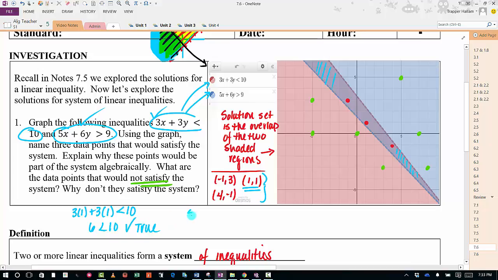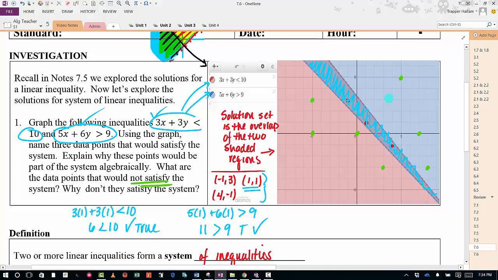Let's check the other one. So 5 times 1 plus 6 times 1 is greater than 9. So 5 and 6 make 11. 11 is greater than 9. So that's also true. So check. That shows that it's a solution for both inequalities, which means it's part of the solution set. The only place you're going to find points that are true for both is in that overlap section. That's really what you're supposed to discover here in this investigation, that overlap section.